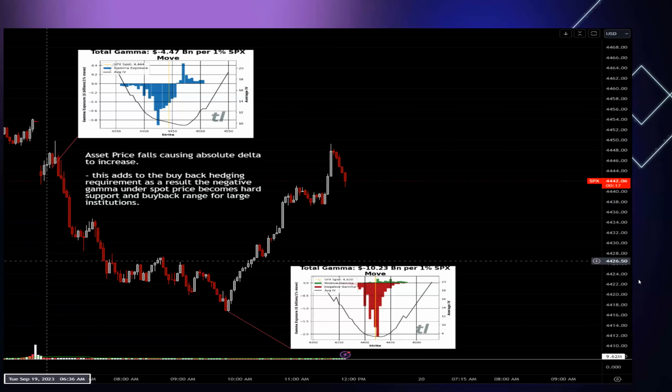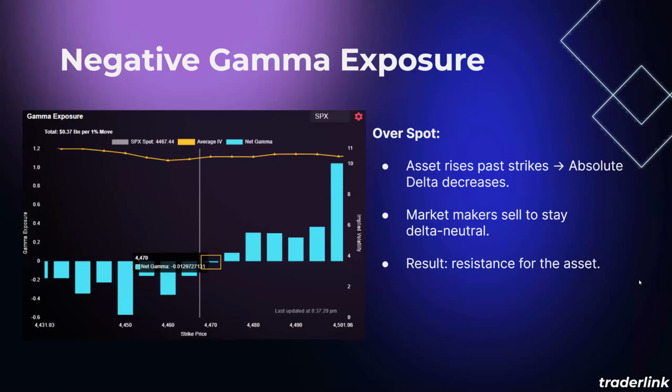Now getting into the negative gamma exposure over spot price. As the asset rises beyond these strike prices, again, all the strike prices are highlighted. In this example, typically you want to see a higher negative gamma exposure, but for the sake of the example, this is the only one I could find recently. So typically you want that bar to be a lot bigger, but as the asset price rises beyond these strike prices, the absolute delta on the short options position starts to decrease, meaning market makers need to sell the asset to maintain their delta neutral stance, providing resistance for the market.